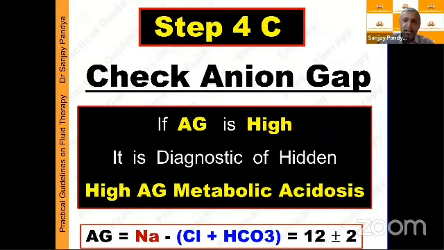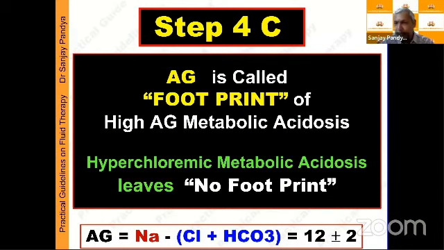When we check anion gap, if the anion gap is high, it is diagnostic of hidden high anion gap metabolic acidosis. So the CID skill is to check anion gap, and if it is high, it is suggestive of high anion gap metabolic acidosis. Anion gap is called a footprint in literature, and footprint and fingerprint are taken by CID people, and that's the reason I have labeled this as a CID skill.